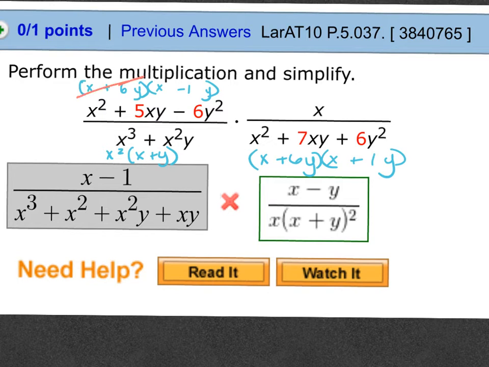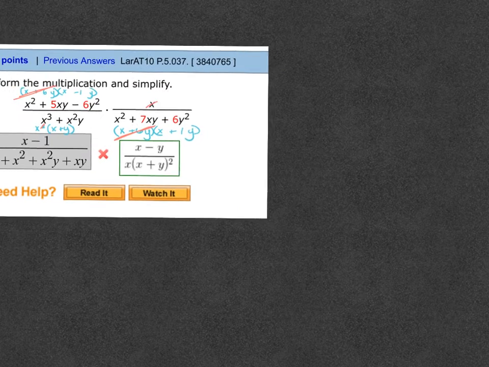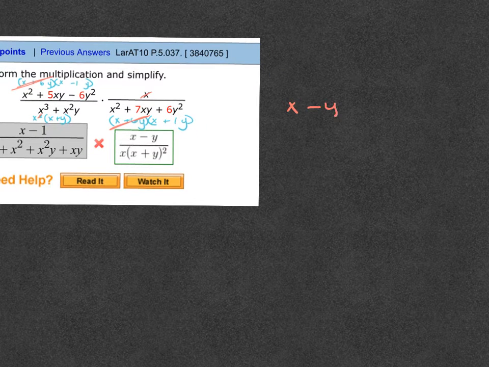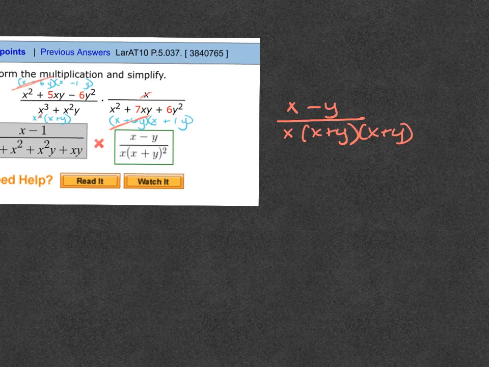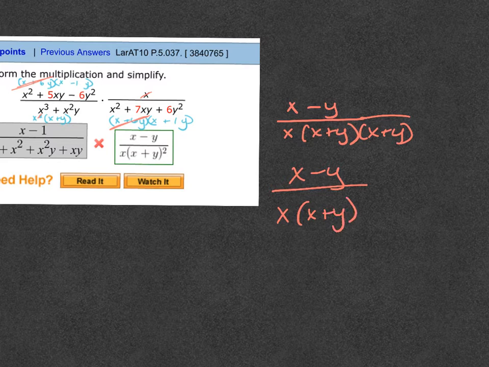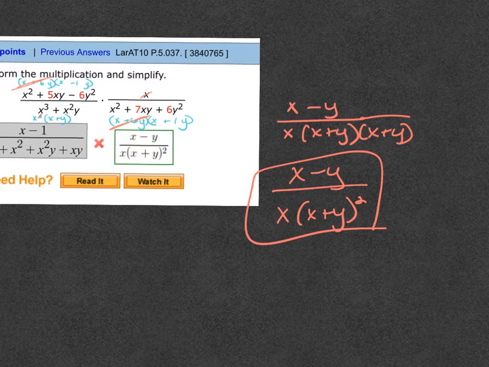So I can cancel an x plus 6y and an x plus 6y. And I can cancel one of these x's. In the numerator, I now have x minus y. Over the denominator I have x and x plus y, and then another x plus y. So I have x minus y over x times x plus y squared. Good? Yeah, okay.